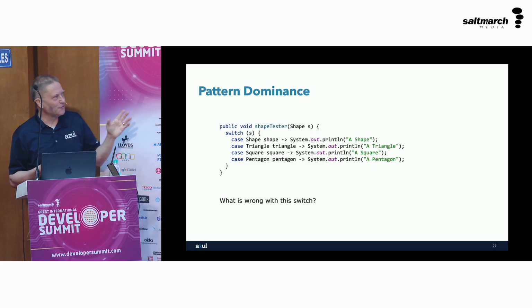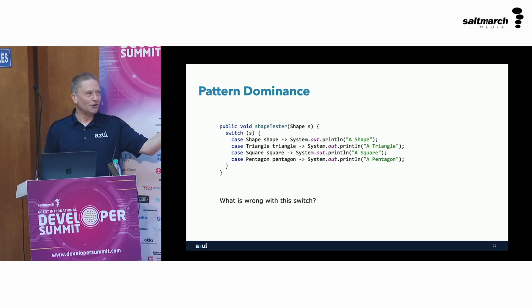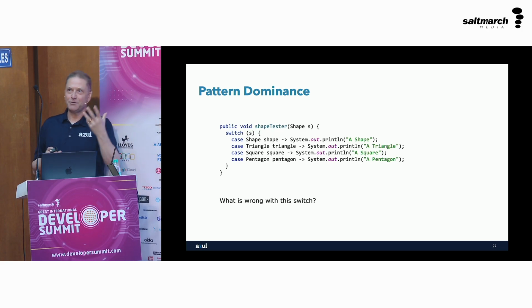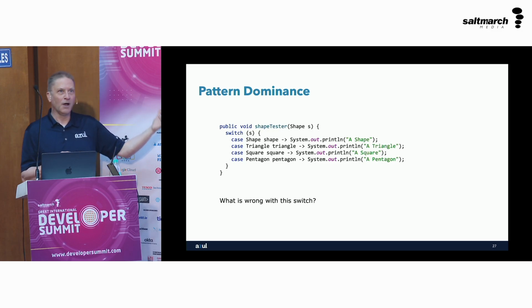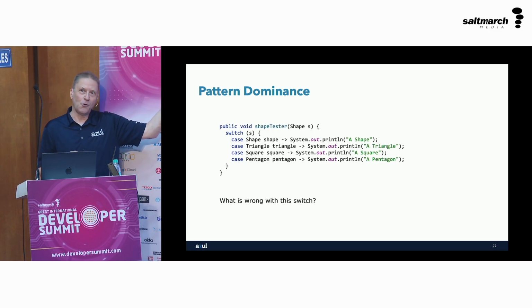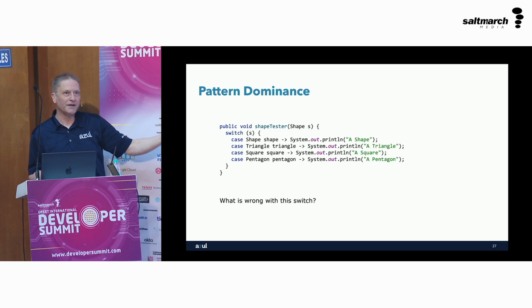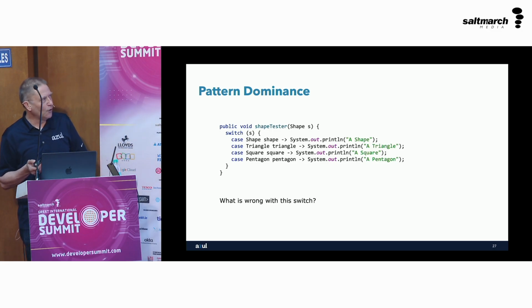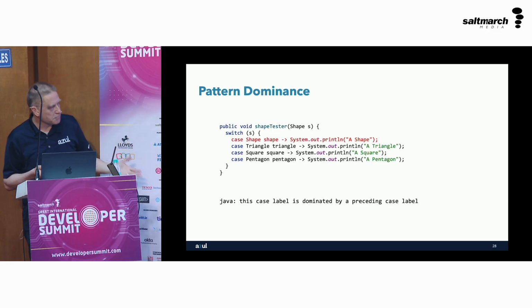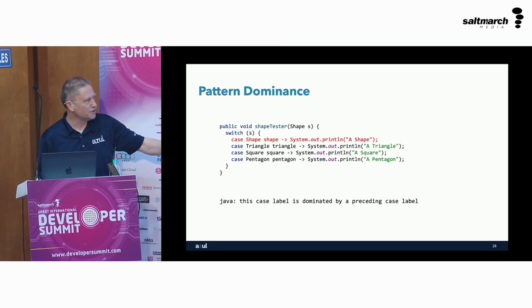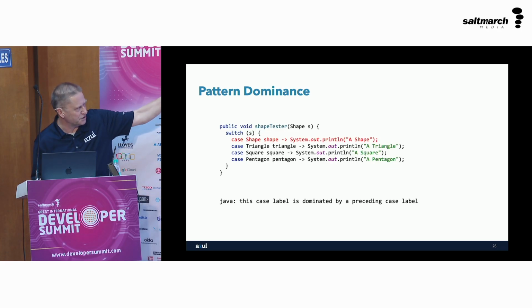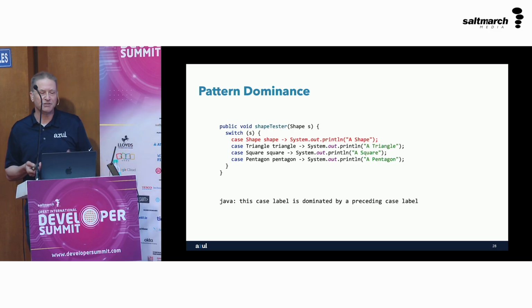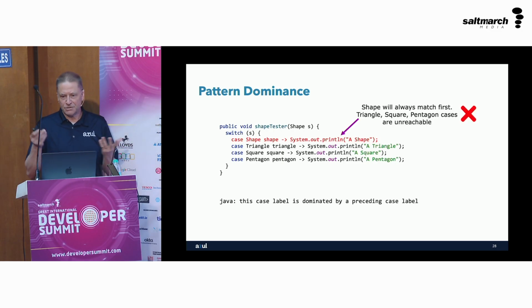The right answer is that obviously shape is the superclass of triangle, square, and pentagon. And as we know, polymorphism says that we can view any shape object as a shape. So what will happen is that every single thing that we pass into it will be caught by the case for shape, and we will never get triangle, square, or pentagon. That makes the code inaccessible, and so we'll get an error saying this case label is dominated by a preceding case label. Actually, it's the red one which is dominating. It'll be the ones below it that will actually generate the error. So yes, shape is always matched first. Triangle, square, and pentagon cases are unreachable.